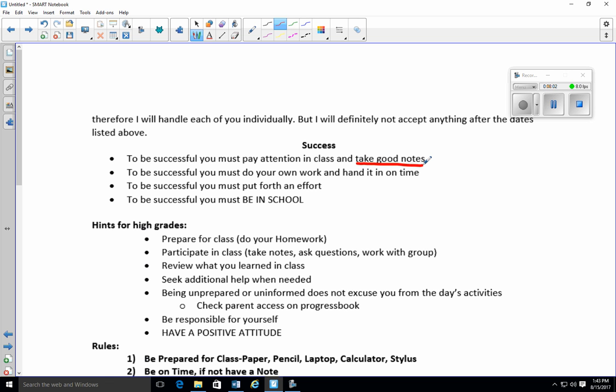Success. You have to pay attention and take good notes. These computers are going to do wonders of good compared to years past, because they are outlined for you. They're fill in the blank, a lot of them. So you're going to have a lot of the notes, and there's no way to lose them as long as you don't lose a laptop, which you definitely don't want to do. It's going to be there. You will have them, and you're allowed using those on tests and quizzes.